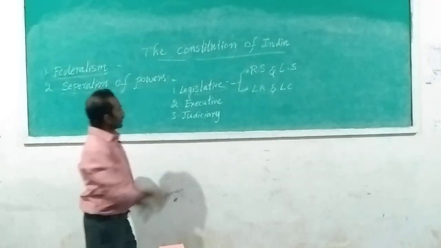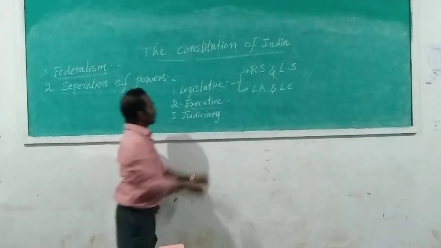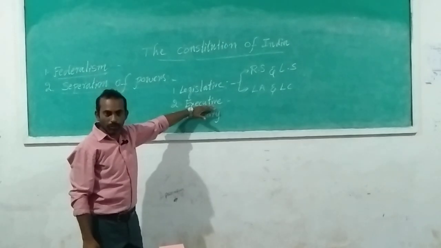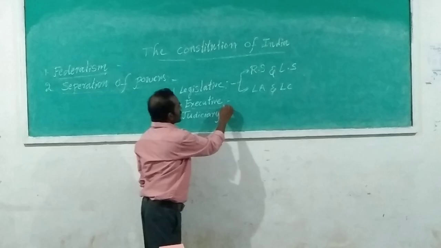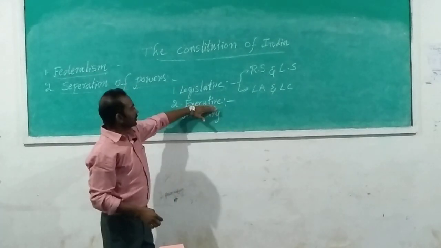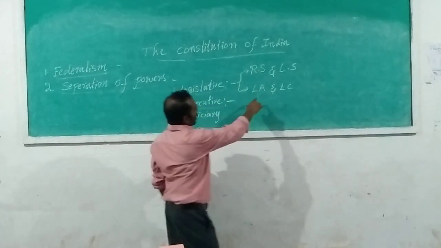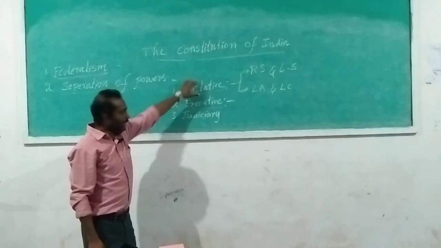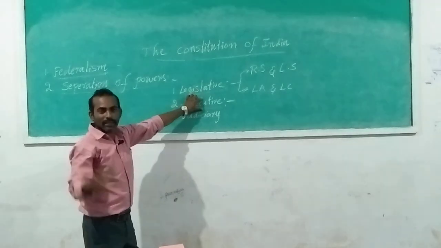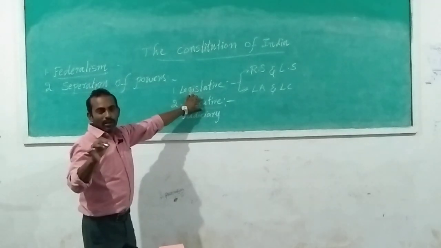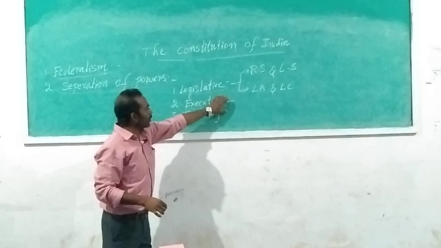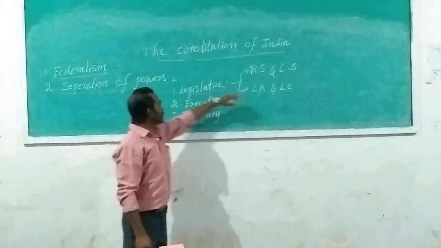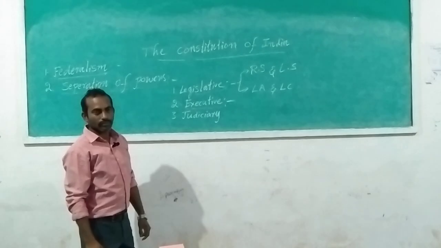Next one, executive. The council of ministers is known as the executive. They are responsible for the ruling and implementation of the laws and policies made by the legislative body. The executive body is nothing but the council of ministers, and its responsibility is to implement the laws and policies made by the legislative body.